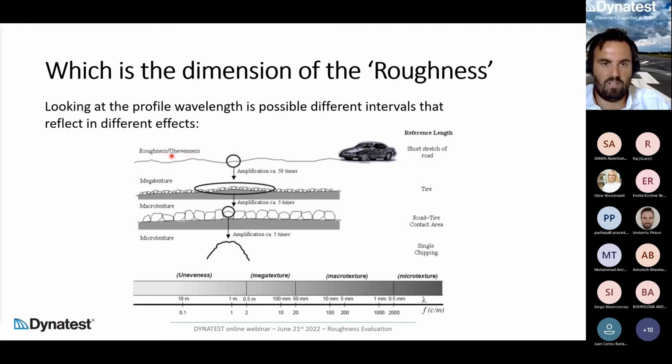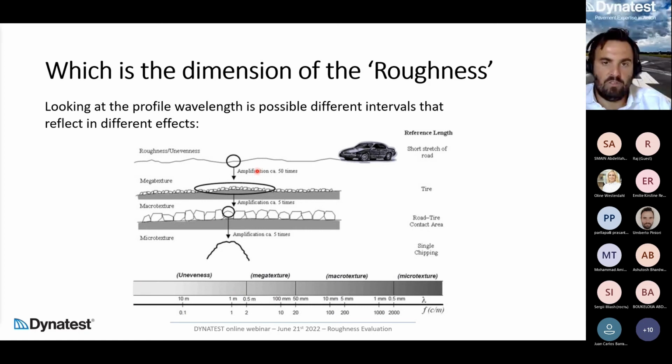Unevenness is a concept associated with roughness. This unevenness is a deformation of the road from the true planar that, of course, can affect the car. Usually the wavelength is bigger than 0.5 meter, so the unevenness is in a range between 0.5 meter and maybe 40 meters.